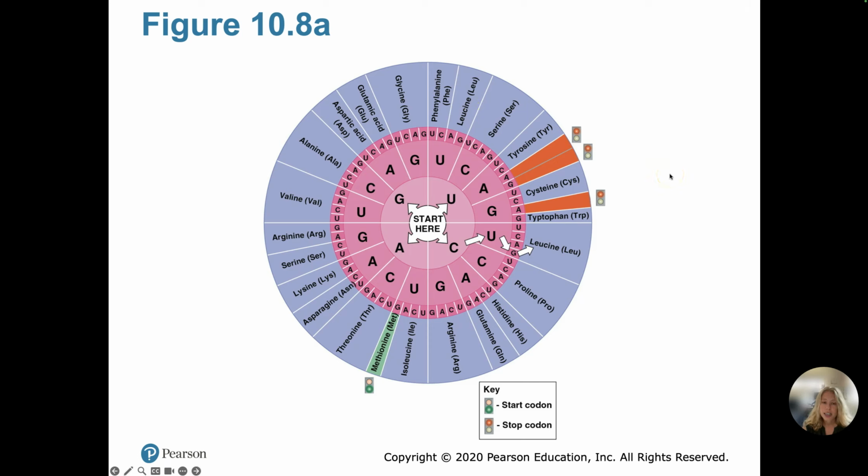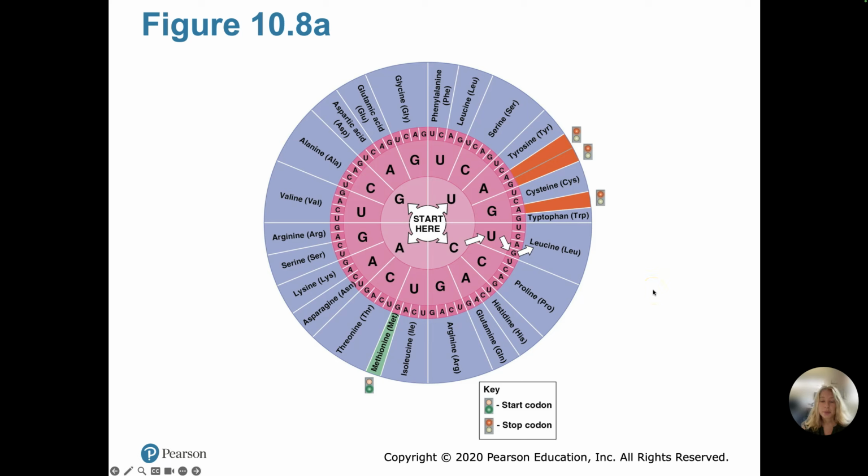Another example, let's say it's A, C, C. So we're going to start in the middle again, A, and then C, C. That gives us threonine. And then the three-letter abbreviation after is just a shorthand way to write that amino acid.